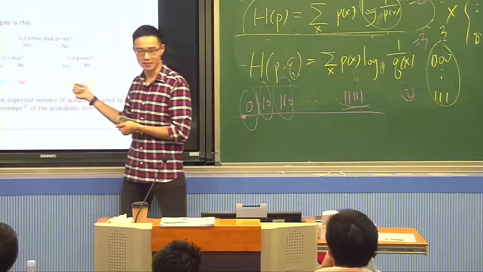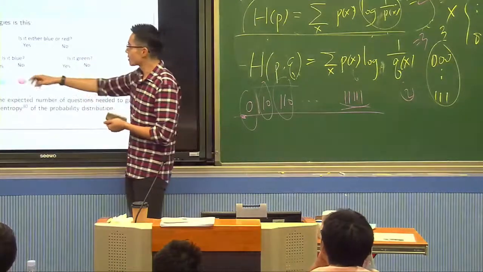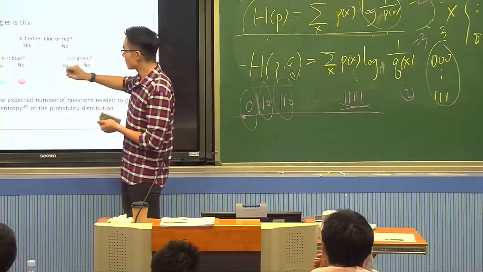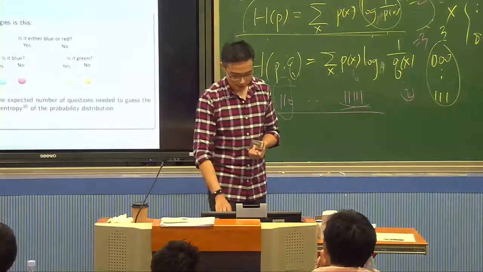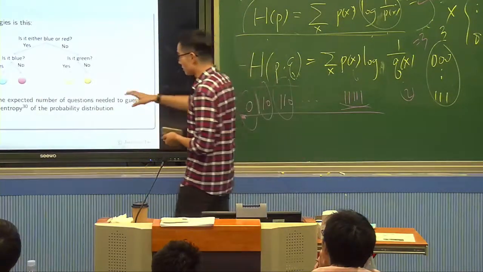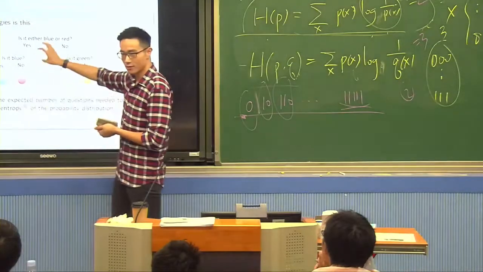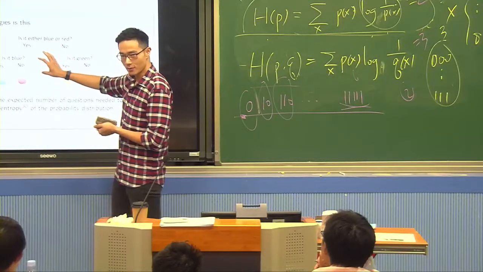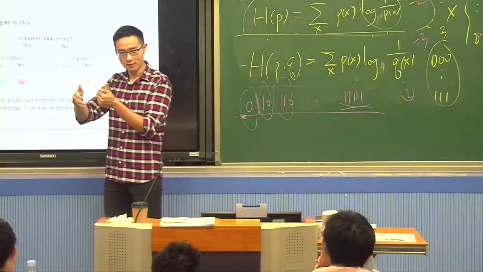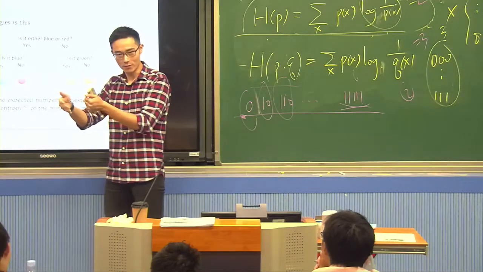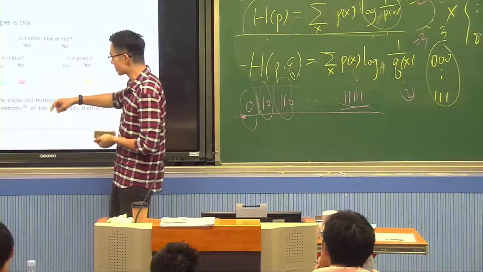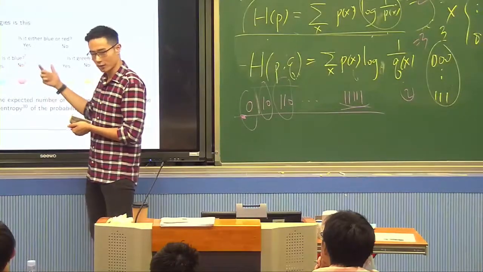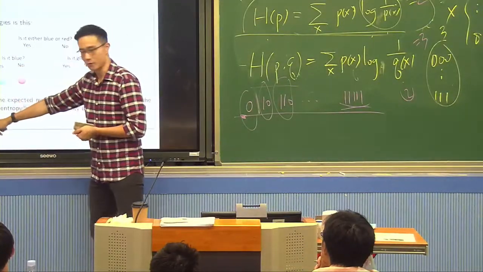And they all have the same probability, so it doesn't matter. Two questions is what you need to get the correct answer. And that's basically the entropy. Remember, the entropy is how many bits we need to encode a random variable given a distribution. This is basically the entropy, the number of questions you need to ask in order to figure out what color it is for the uniform distribution.